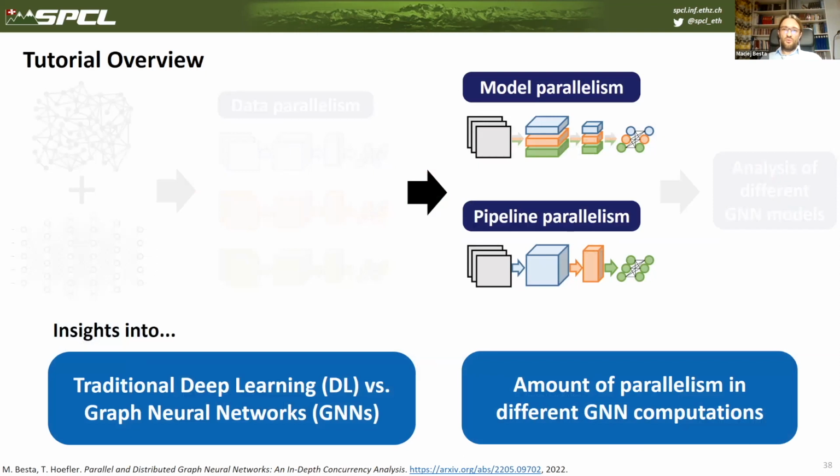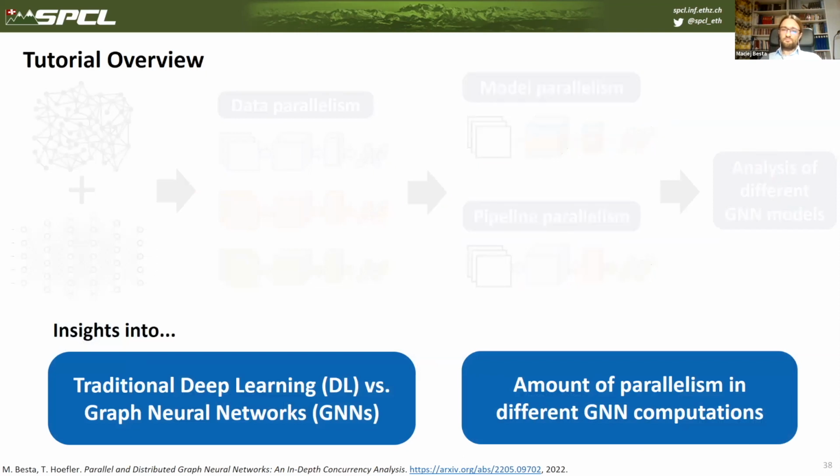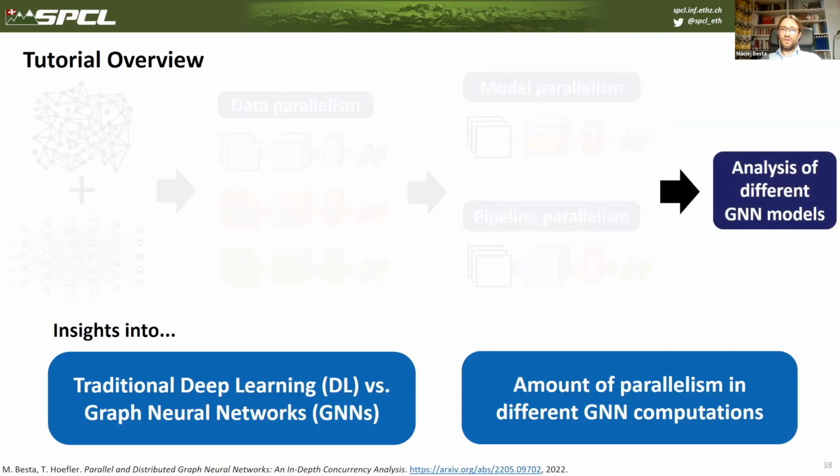Okay, so this was the overview of different forms of model and pipeline parallelism. Now let's take a look at how we can apply these different ways of parallelizing GNNs in order to formally understand what parts of the GNN landscape are coming with more or less parallelism.